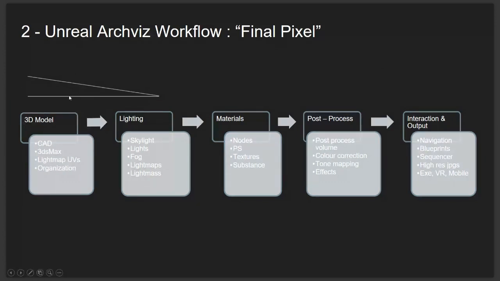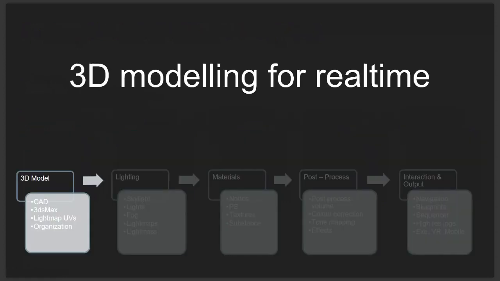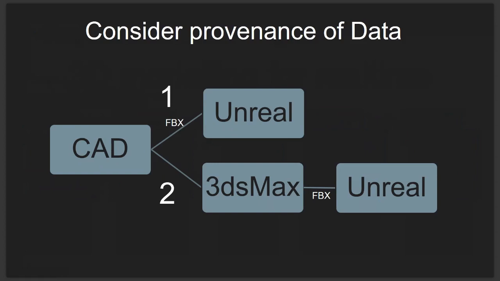So here today, really, the 3D model, we're going to talk a lot about that. So, 3D modeling for real time. You'll see I've kept my little timeline here so that we know where we are. For 3D modeling for real time, we need to consider a few things. We need to consider where our data is going to come from. And here we have two options.